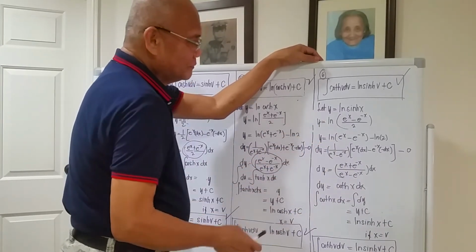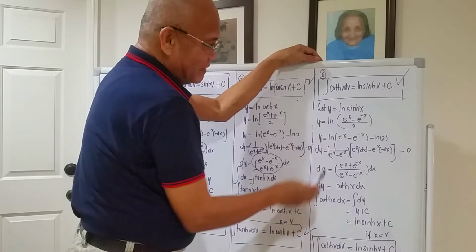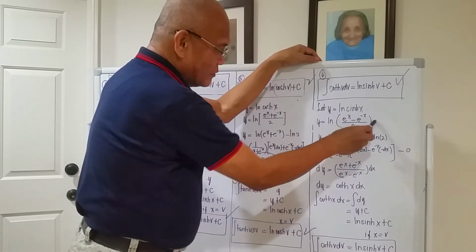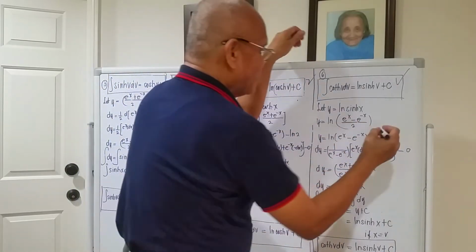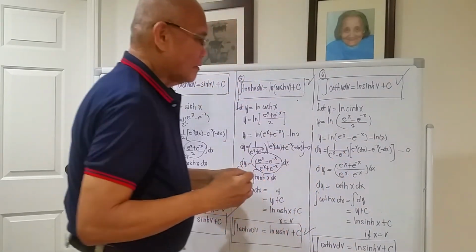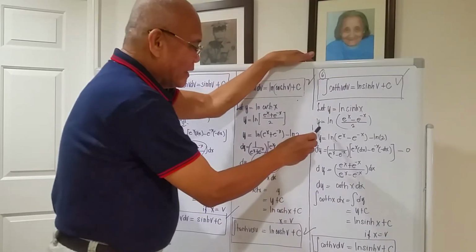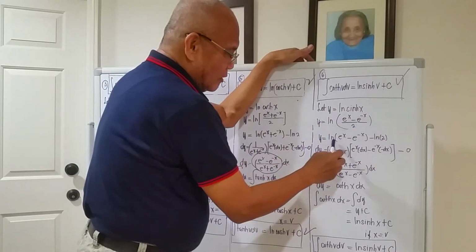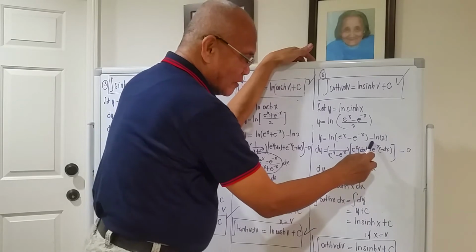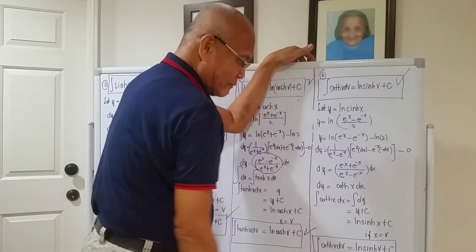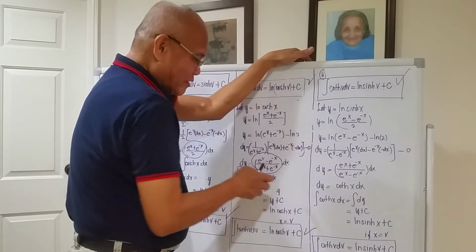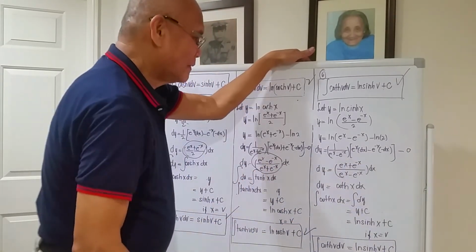Y equal to natural logarithm of hyperbolic sine, which is e to the x minus e to the minus x over 2. Or this can be written as y equal to the natural logarithm of a quotient: the logarithm of the numerator minus the logarithm of the denominator. Okay? Then proceed with taking the differential of both sides. Same as for number 5.